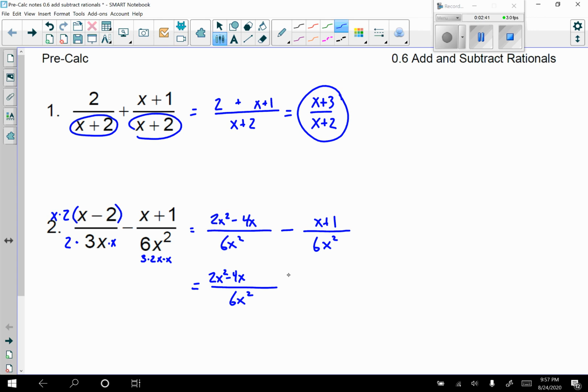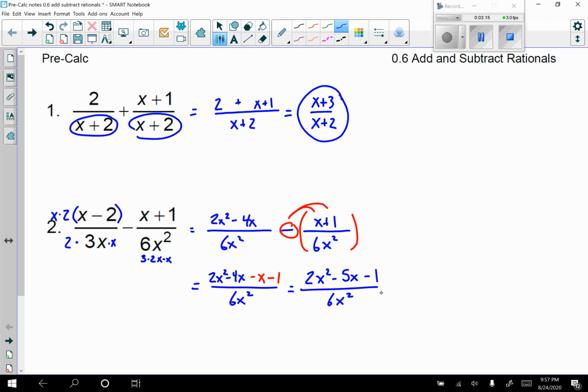And here's what you got to remember. This subtraction is for the entire fraction, which means it gets distributed in. So you can write minus parentheses x plus 1, but it's easier just to distribute. A lot of this you can kind of combine steps in your head, hopefully, as long as you don't miss these little things. So minus x minus 1. Now we can combine those like terms. We've got 2x squared minus 5x minus 1 over 6x squared.